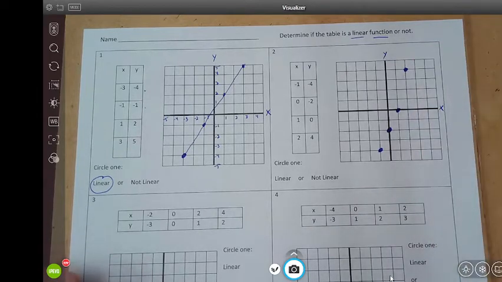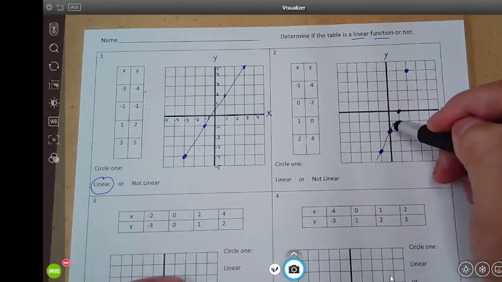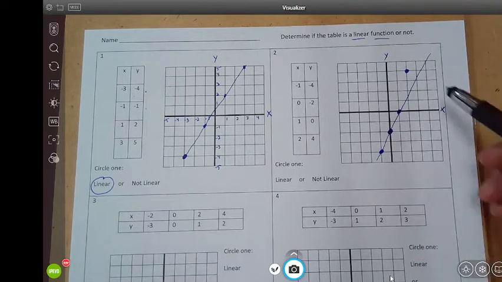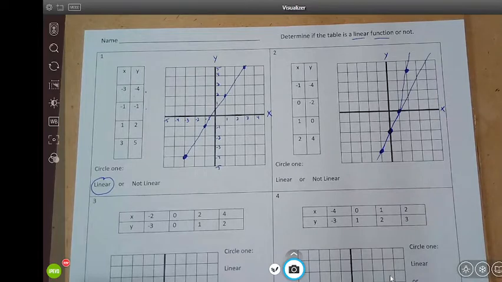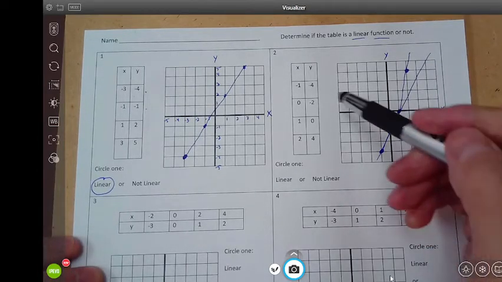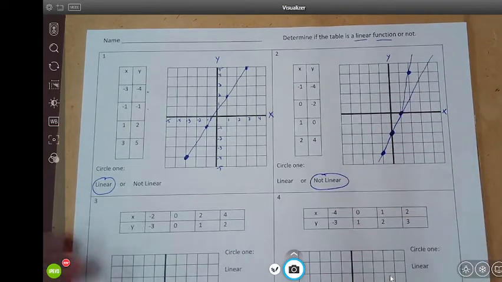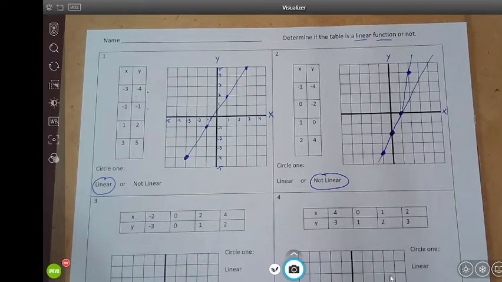Okay, and now if we connect the dots here, this is not going to be a straight line, right? If I connected it, I'd have to go like that. So not a straight line. It is a function, right? But it's not a linear function. This point had a different slope than the others.